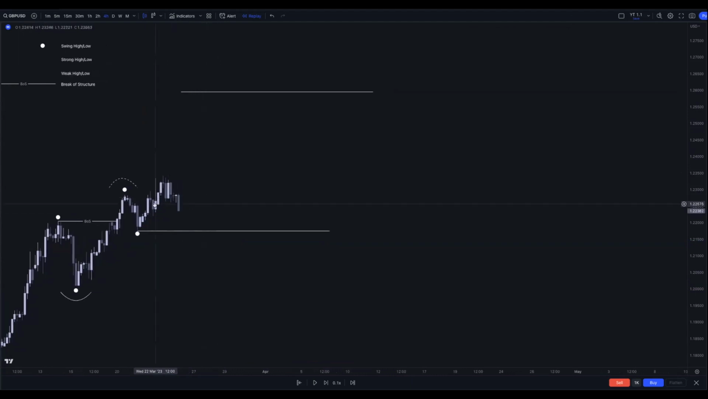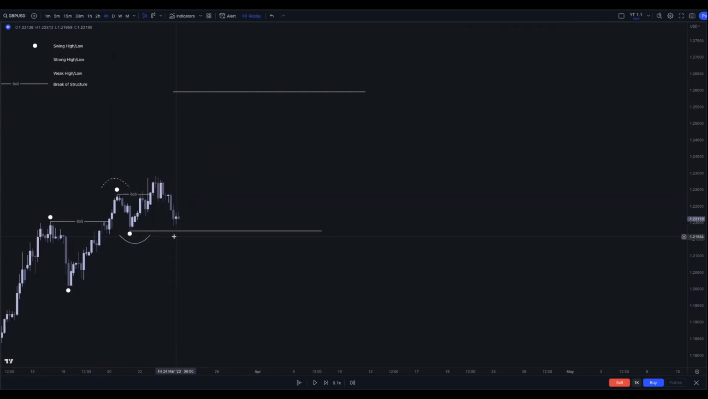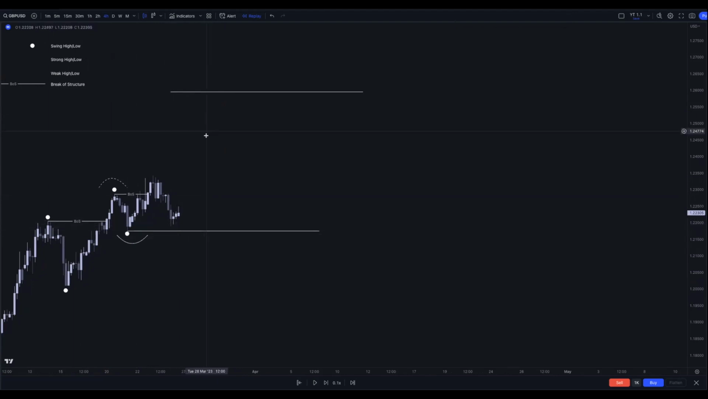Looks like it's starting to pull back because I forgot to put in our break of structure. Sorry about that. Here's our break of structure, that candle body. After the break of structure, what do we expect? We expect another pullback. This is our new strong low, right? It's being protected. Does not violate here.